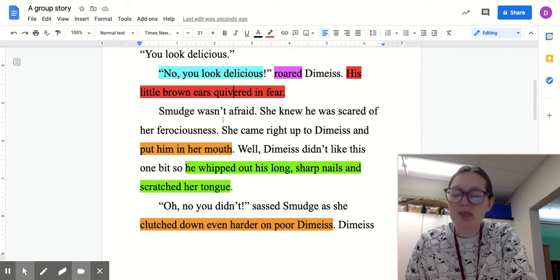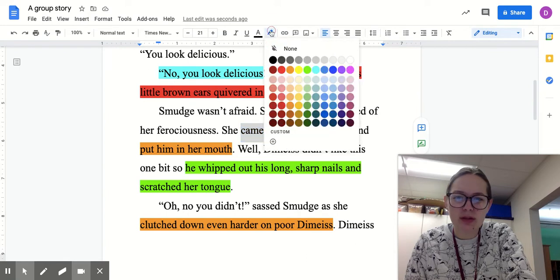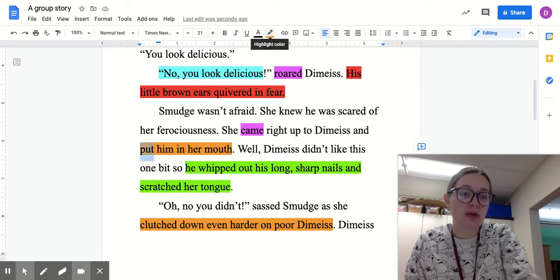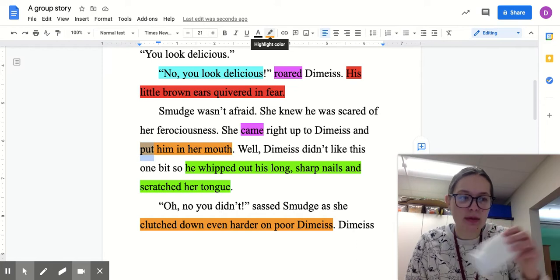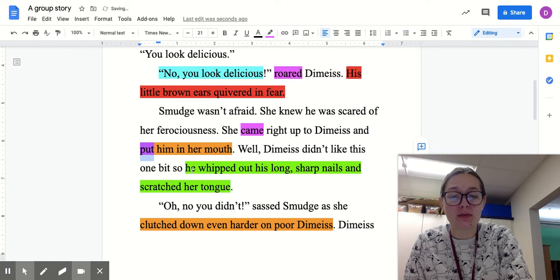"Smudge wasn't afraid. She knew he was scared of her ferociousness. She came right up." There's came again. It's just kind of a boring verb. All right, I might come back and change that one too. "She came right up to Dimus and put him in her mouth." Put is a verb because if you put something, it's something you're doing. I'm putting this in my mouth, but it's boring. So I'm going to have to change that to be a more interesting verb.